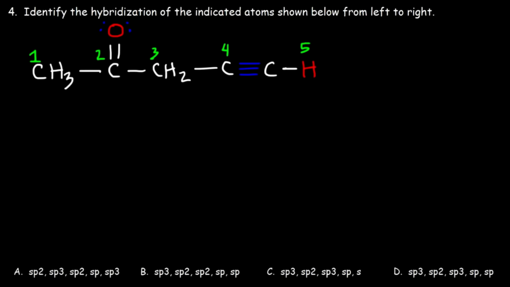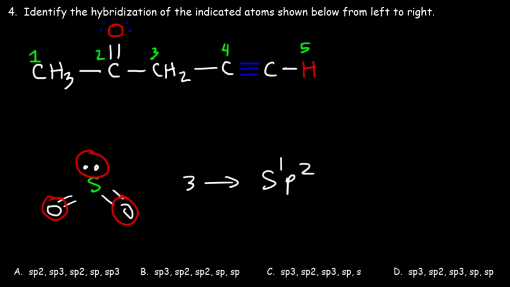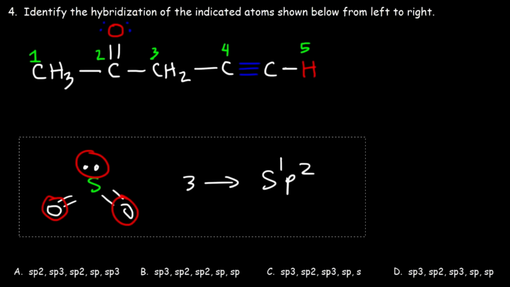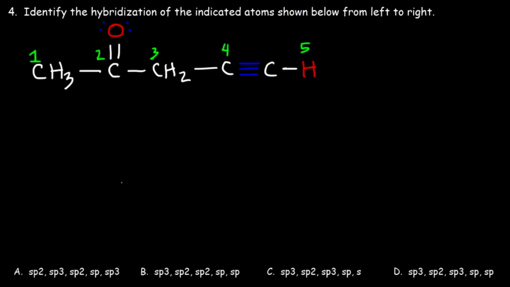Next, let's use sulfur dioxide as an example. So here's the Lewis structure of SO2. What's the hybridization on the sulfur atom? So sulfur has 2 groups and a lone pair. So it has a total of 3 groups, which is sp2. So it's sp2 hybridized.